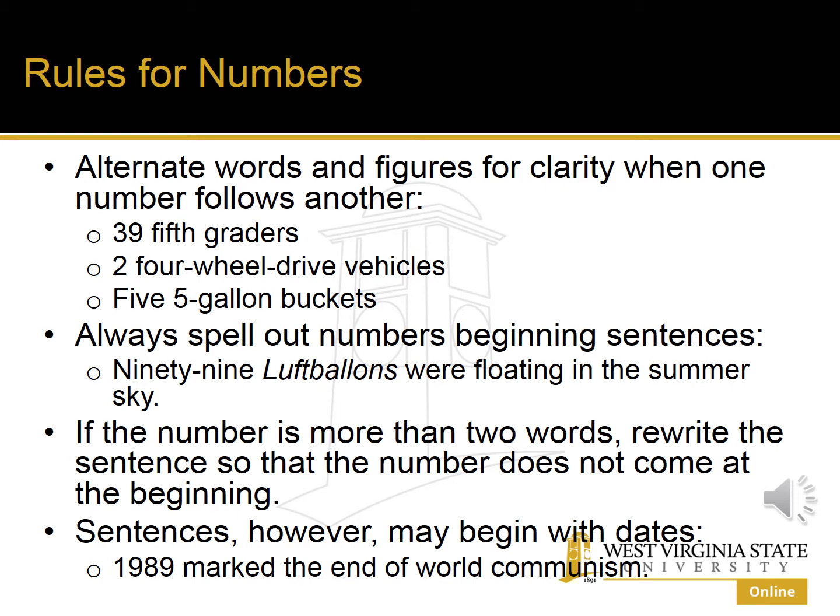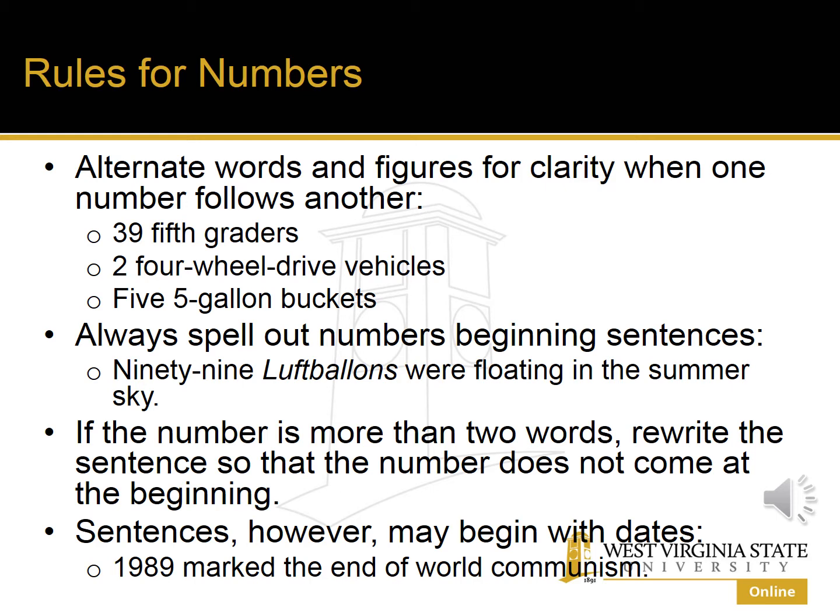Or 2 four-wheel drive vehicles. Here we have the numbers 2 and 4. So for clarity, we use the figure for 2 and we write out 4. Same thing with 5 buckets. Here it makes it even more obvious because it's the same number twice. So writing 5 out once and then using the figure once adds clarity to the sentence.